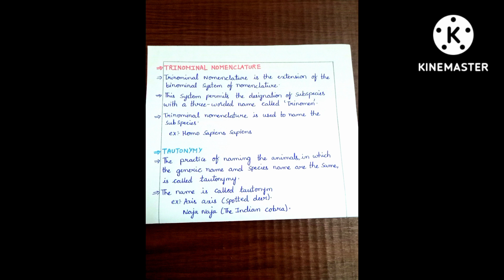Permits means allows the designation of subspecies with a three-worded name. See here in the example, Homo sapiens sapiens is a three-worded name called trinomen. Trinomial nomenclature is used to name the subspecies. Example, Homo sapiens sapiens, and the next example is Corvus splendens splendens.